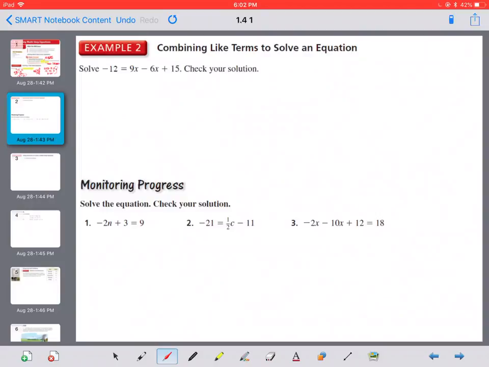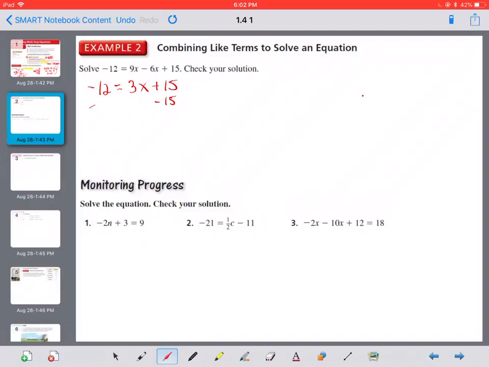So let's look at solving this problem. On the left-hand side of negative 12 equals 9x minus 6x plus 15, nothing to do, the negative 12 stays. But on the right, we can actually do some simplification because we have some like terms. We have 9x minus 6x. Those are like terms because they both have an x with them. So 9x minus 6x gives us 3x. And plus 15. Plus 15 we can't do because they're not like terms. Now there's no more simplifying to do.